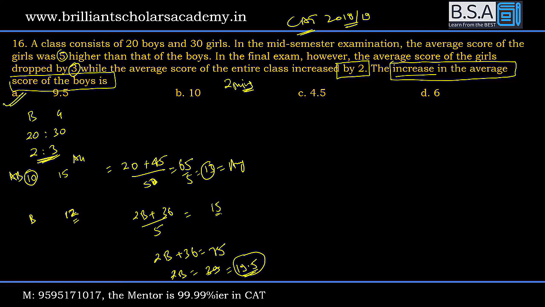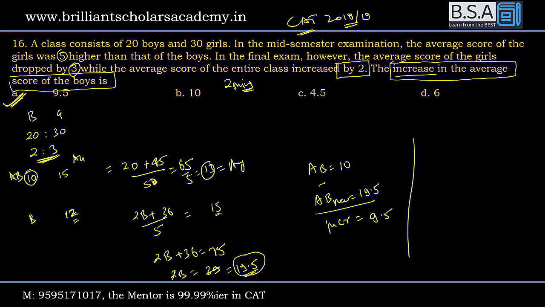How much growth do you see? 9.5. Earlier average of boys was 10. The new average of boys is 19.5. So what is the growth, or what is the increment? Increment is 9.5. So you see, because the entire question is about change in the average, either increase or decrease, the actual value does not matter. You can still answer this question without actually finding out the value for the average.